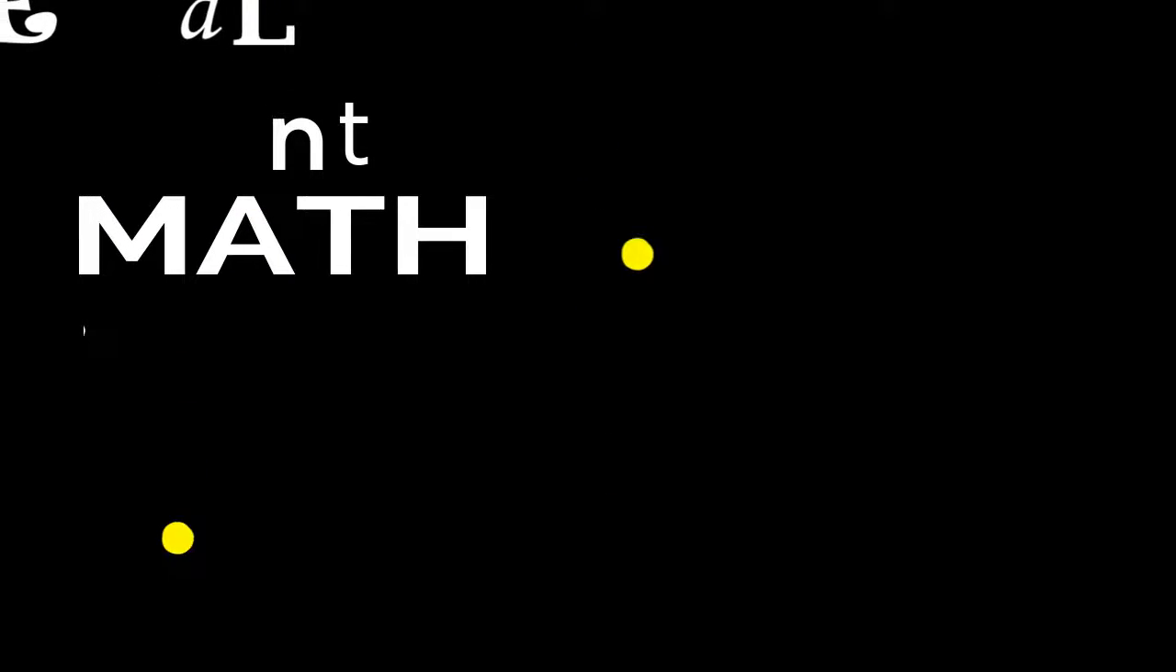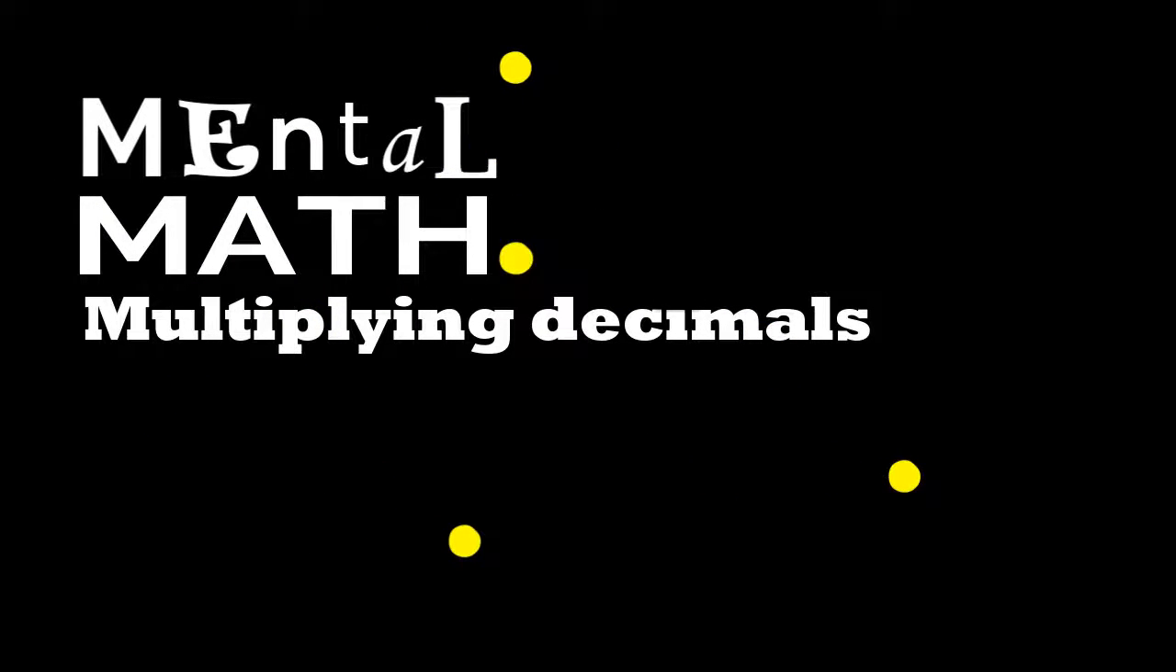So let's get ready to do some mental math. We're going to do mental math for multiplying decimals. So before we look at the decimals, let's look at the numbers and their combination.